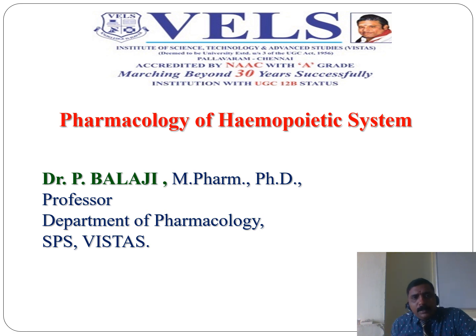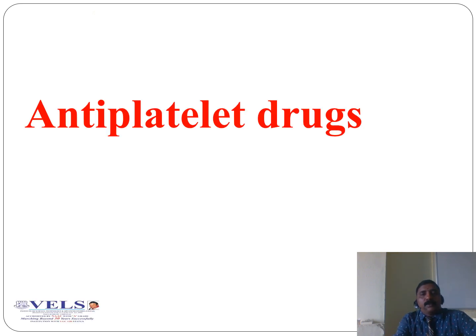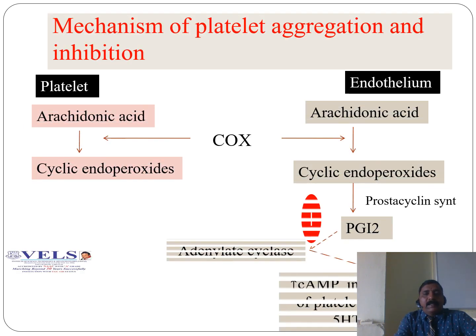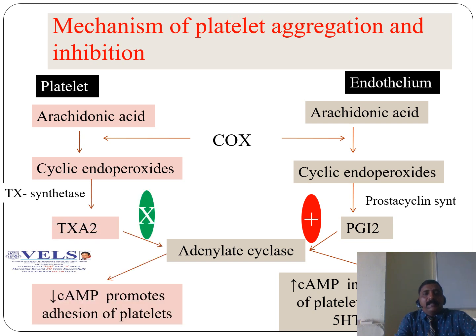Good afternoon. Today I want to discuss the topic pharmacology of the hemopoietic system. In this system, we come to antiplatelet drugs. What are antiplatelet drugs? What is the mechanism behind this? Platelets are non-nucleated, disc-shaped bodies derived from megakaryocytes in the bone marrow and present in the blood at a count of 1.5 to 4 lakh per microliter of blood.